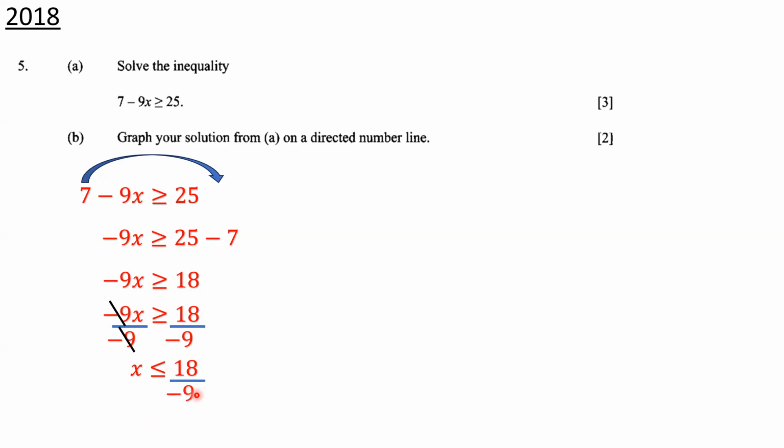And 18 divided by negative 9 is definitely going to be negative 2. Notice that since we divided by a negative number, we divided by negative 9, we changed the direction of the sign. So it was greater than or equal to, now it becomes less than or equal to. So our final answer is x is less than or equal to negative 2.